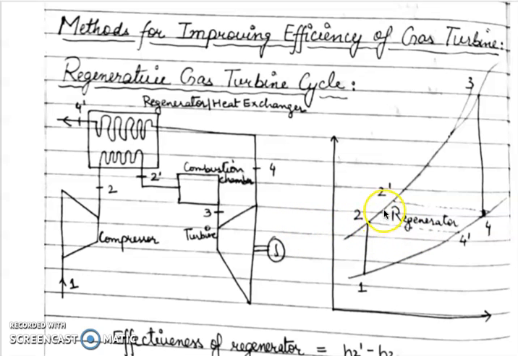The actual condition after the compression, after the regenerator, will be somewhere between 2 and 2 dash, let us take it as here, and the exhaust will come out of the regenerator in a state somewhere between 4 and 4 dash. So regeneration will naturally increase the thermal efficiency of the cycle, because it is reducing the fuel consumption by giving the heat input which otherwise would have been given by burning fuel in the combustion chamber. So this is the regeneration process.